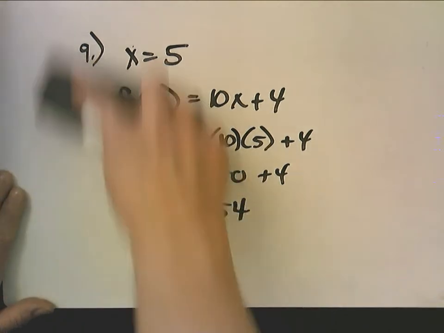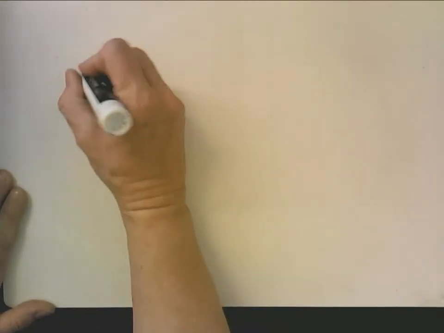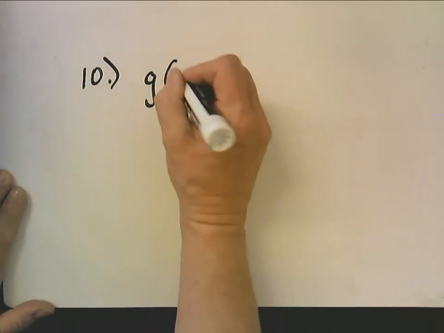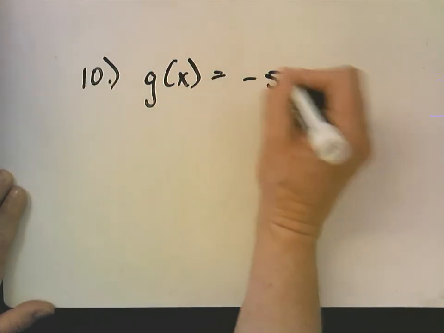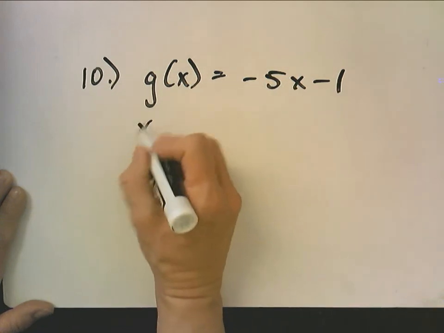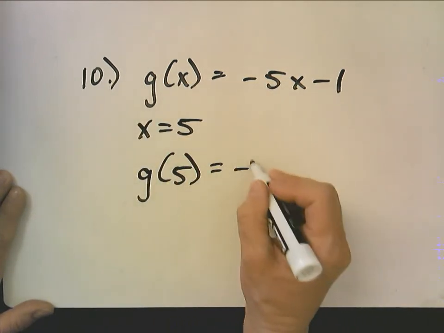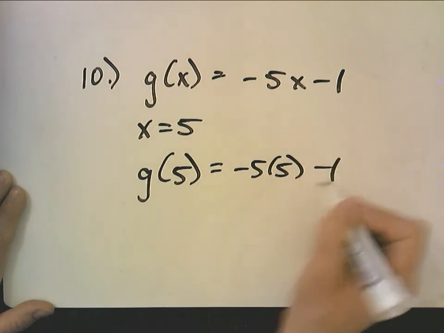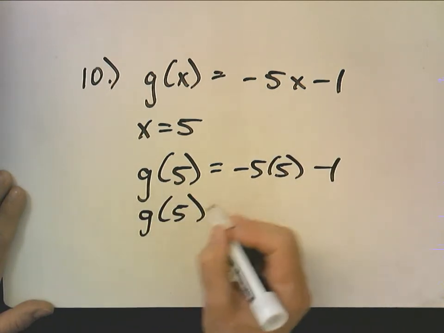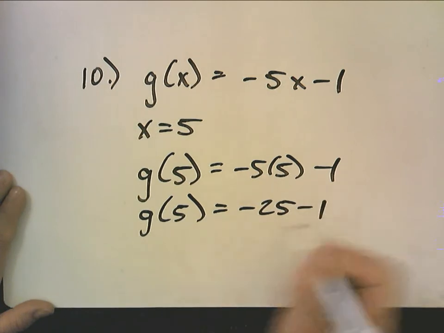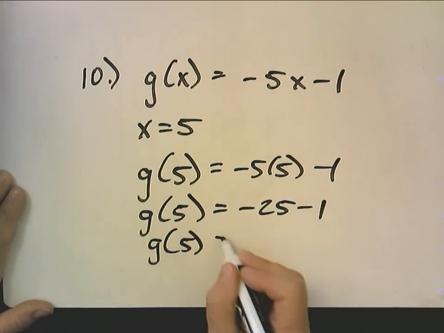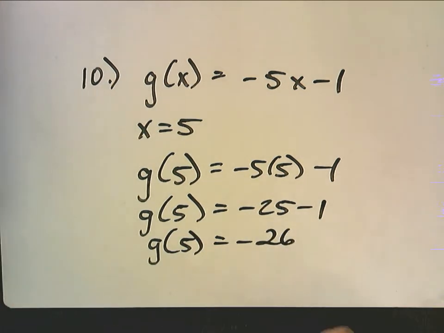Okay? Then for number 10, g of x equals negative 5x minus 1. x equals 5, so I find g of 5 equals negative 5 times 5 minus 1. g of 5 equals negative 25 minus 1. g of 5 equals negative 26.